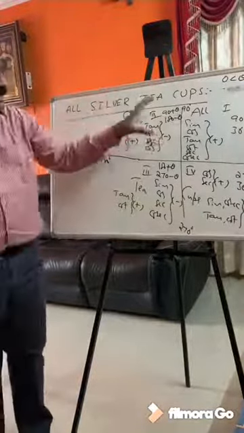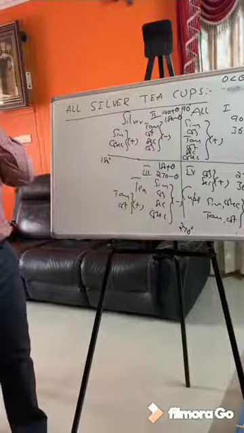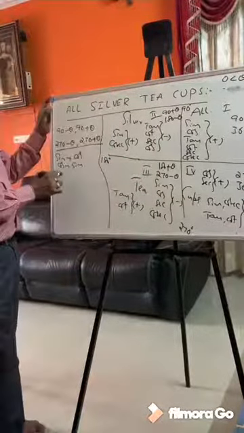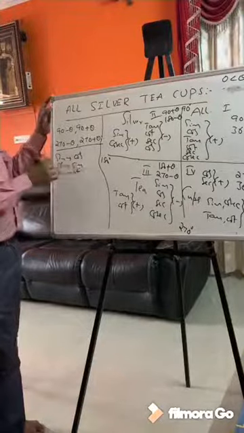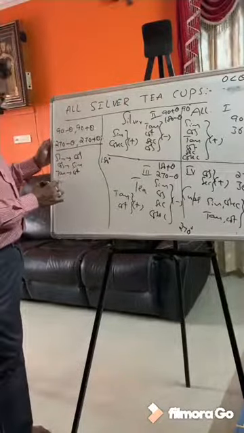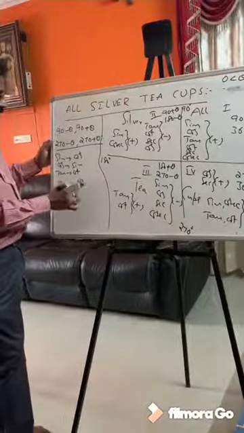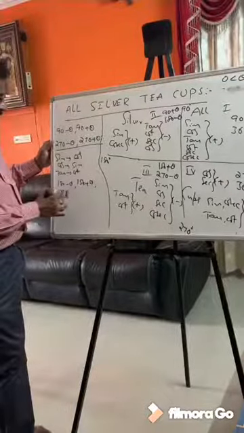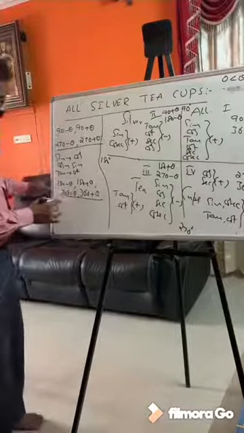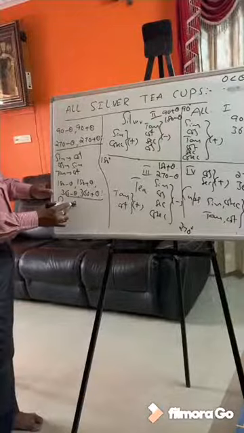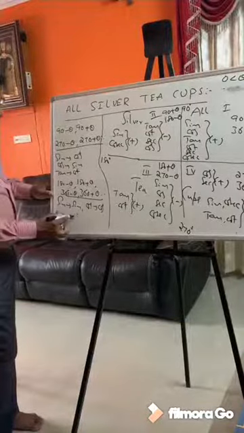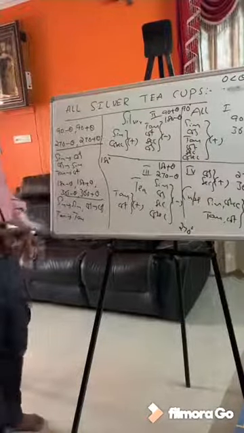So all silver tea cups. First quadrant, second quadrant, third quadrant and fourth quadrant. Tan to cot, reverse, sec to cosec, cosecant to secant, like that we are getting. Suppose if it is 180 minus theta, 180 plus theta, 360 minus theta, 360 plus theta, we are getting same to same. How? Sin to sin, cos to cos, tan to tan, like this. Same angle to same angle we are getting.